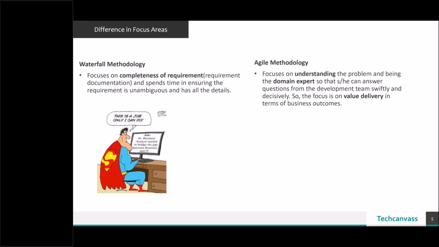So your focus is not on the completeness of the requirement, but more towards the understanding of the requirement, and eventually as time goes on, you become the domain expert as well, because you've done your analysis and you've done the study on whatever requirements are coming along the way as part of the project. So this is the key difference in focus areas of a traditional business analyst and an agile business analyst.